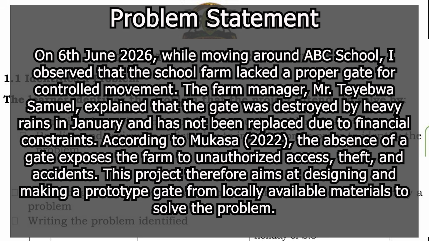Now, if you look at that problem statement, from the components, the first thing is you're supposed to study the environment. If you look at that problem statement, the first statement was saying on 6 June 2024, while moving around ABC school. So that means I studied the environment. Evidence is there. The second one is either reading or reviewing or listening to information. There is a quote there where it says, according to Mukasa 2022. So that means I read somewhere according to Mukasa. So that is the second checklist item.